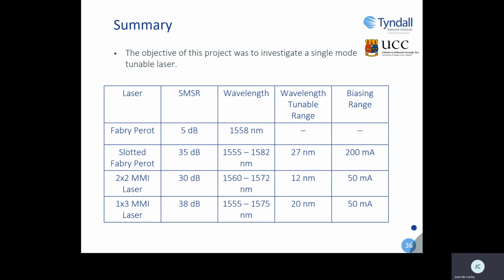Next, we tried the MMI lasers. With the 2x2 MMI laser, we attained an SMSR of 30 decibels. However, we only achieved 4 wavelengths across a tunable range of 12 nanometers. And finally, we tried the 1x3 MMI laser with a far higher SMSR than the others at 30 decibels, attaining 9 different wavelengths across a tunable range of 27 nanometers.